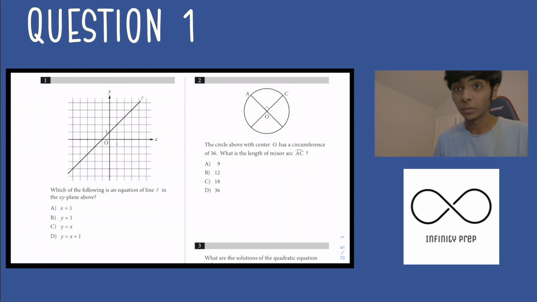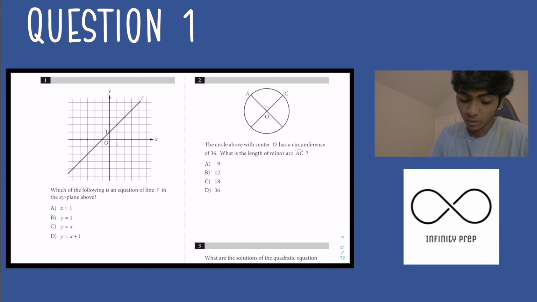Okay, so let's start with question 1. Question 1 is asking, which of the following is an equation of line L in the xy plane above? So all we have to do is match up the equation with the graph shown. And it can't be A or B because those are both just horizontal and vertical lines. Because A, x equals 1, is going to look something like that, and y equals 1 is going to look something like that.